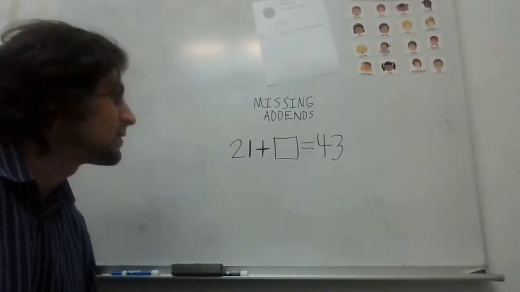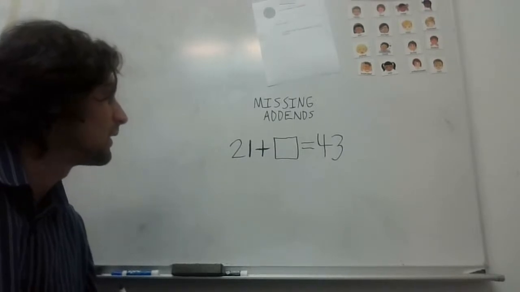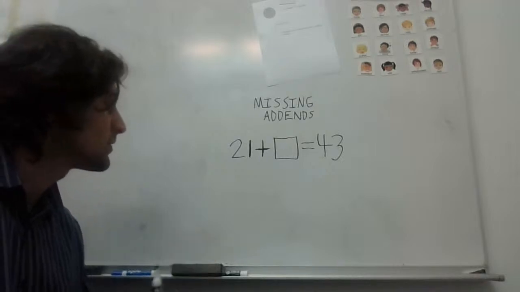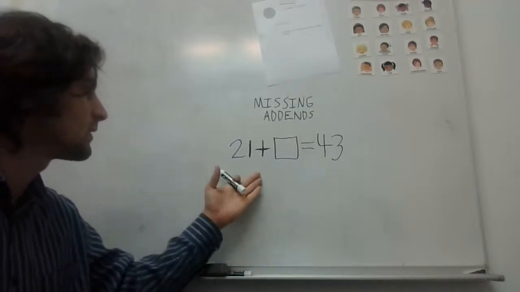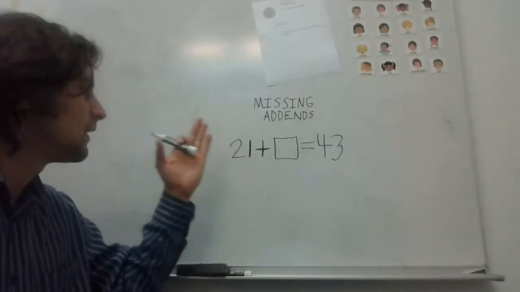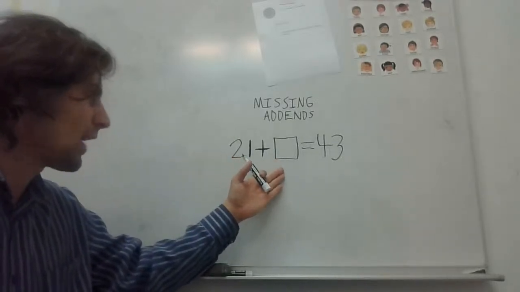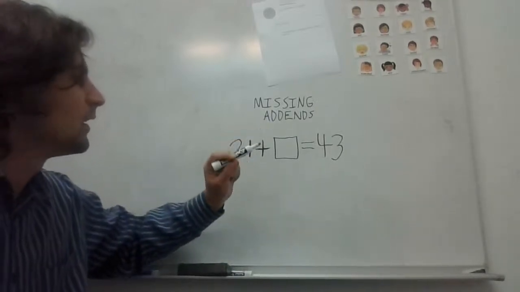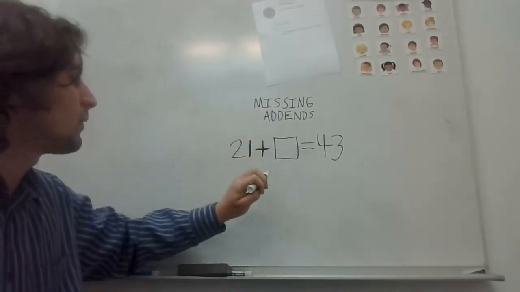So 21 plus something equals 43. Now to find the missing addend, you have to do the opposite of whatever operation is in the number sentence. Since this number sentence has a plus sign, it involves adding, so we have to subtract to find the missing number. We have to subtract 21 from 43.